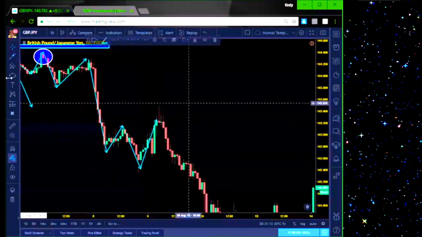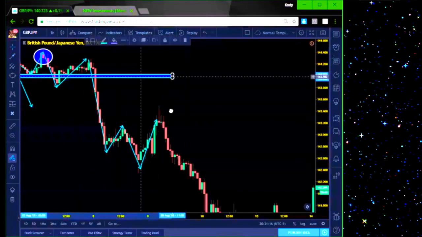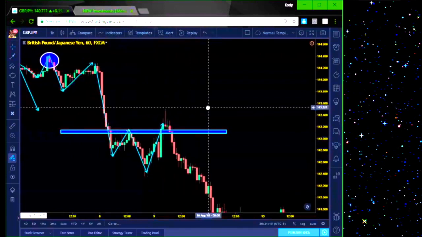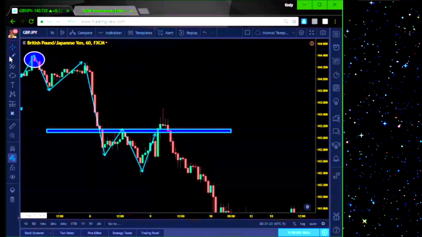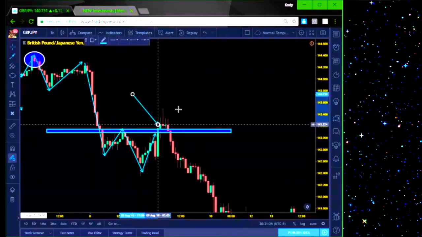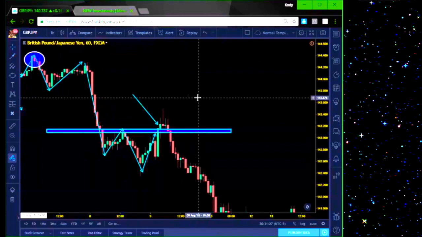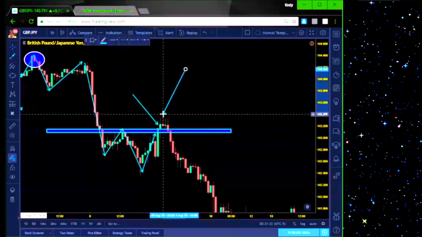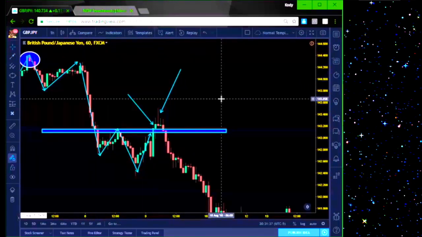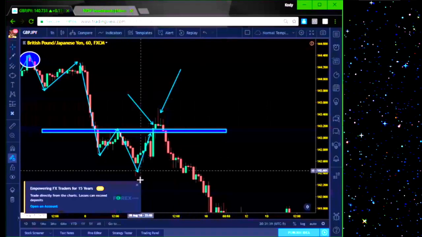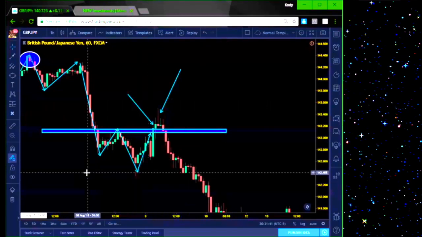But okay, we break structure. Let's grab this right over here. The candle that broke structure is this green one right here. Now the retest candle is this right here. Now, for those of you who know price action, and I understand that not everyone does, does this candle scream buy?